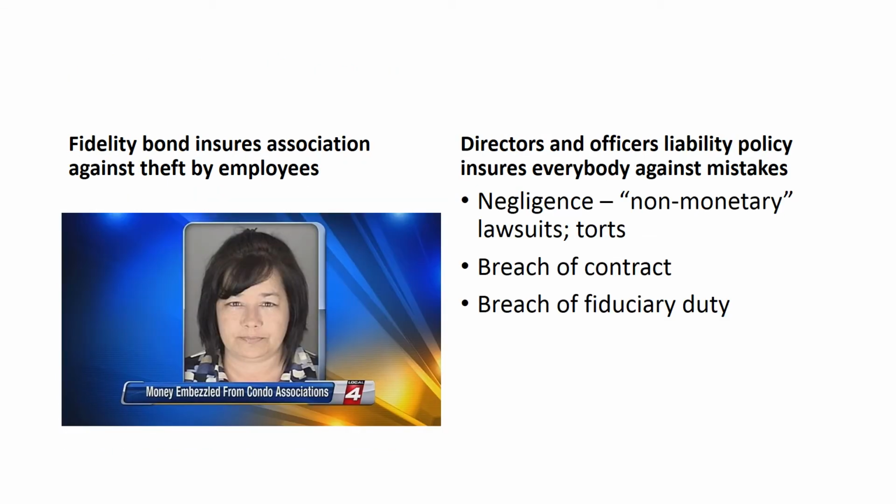Third, fidelity bond. This insures the association against theft by employees. And then over here on the right, directors and officers liability policy insures everybody against mistakes. Negligent. Now, the most common things that you get here are negligence causes of action, negligent infliction of emotional distress or some kind of a tort, breach of contract, breach of fiduciary duty. This is what the D&O policy is insuring against, these such claims, and defends against them as well. So these are very important required coverages.